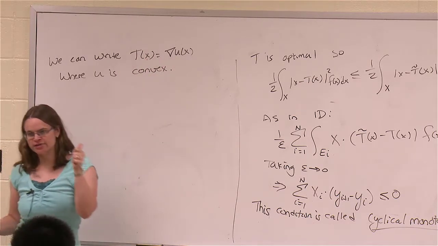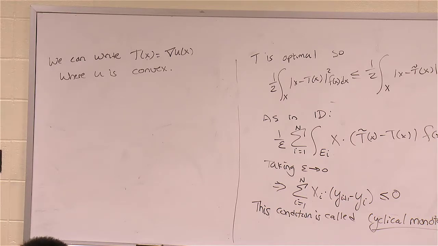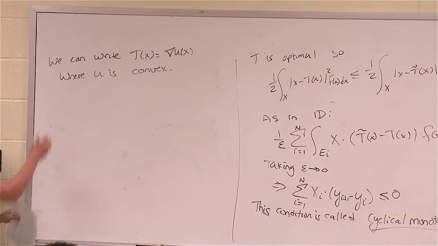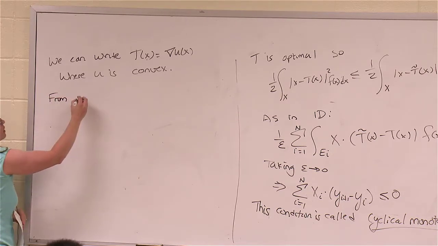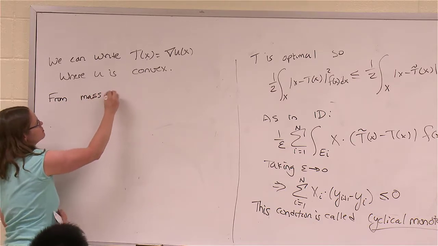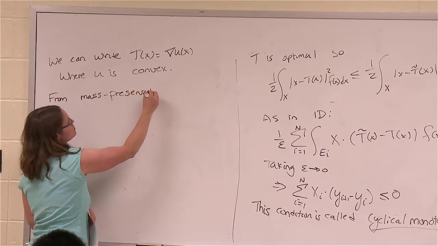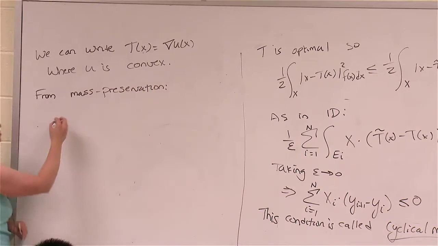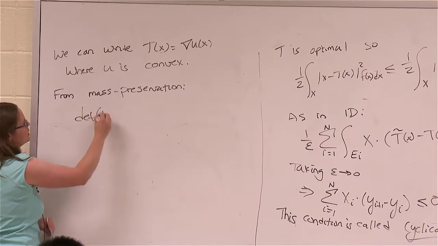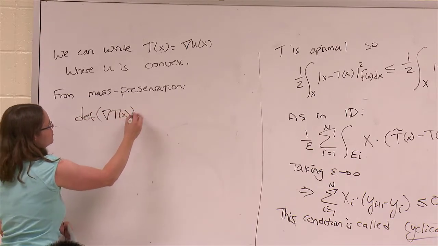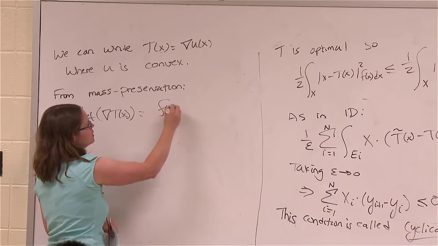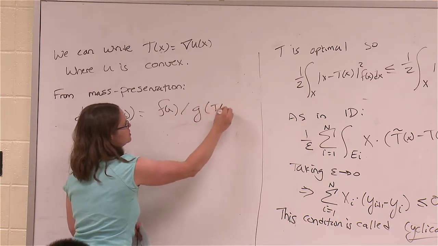We also had a condition that came from the fact that we needed a measure preserving mapping, right? And that's where we just did our change of variables formula and said from mass preservation, we had this expression that the determinant of the Jacobian of the map was equal to f divided by g of T.